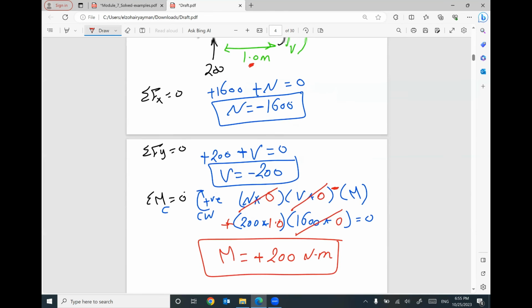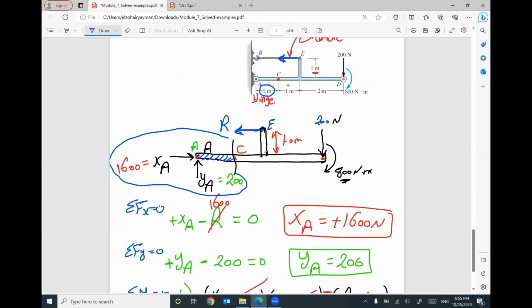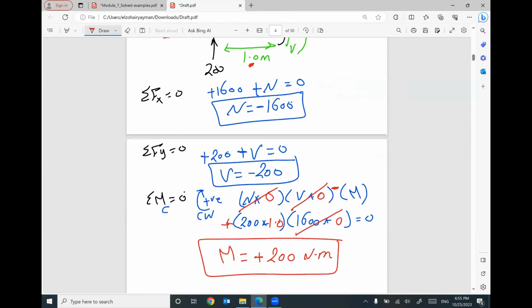By the end, I can say at point C, at this location, I have three internal forces. Axial force equals 1600, shear force equals 200, bending moment equals 200.